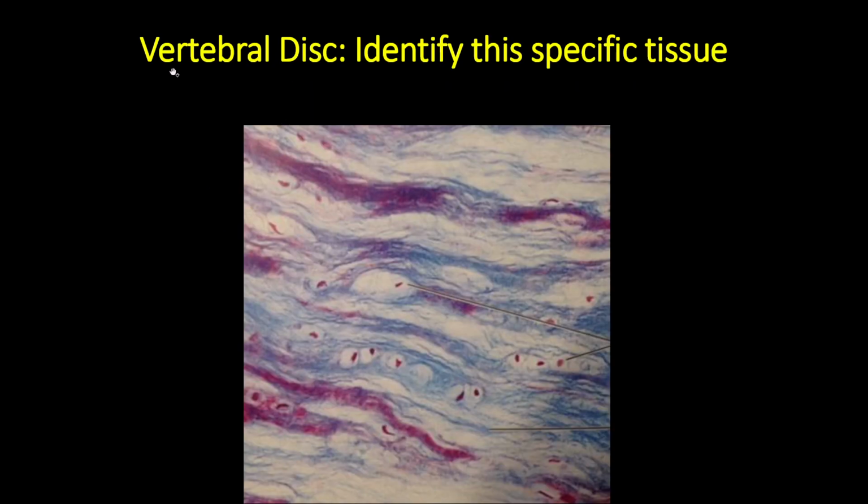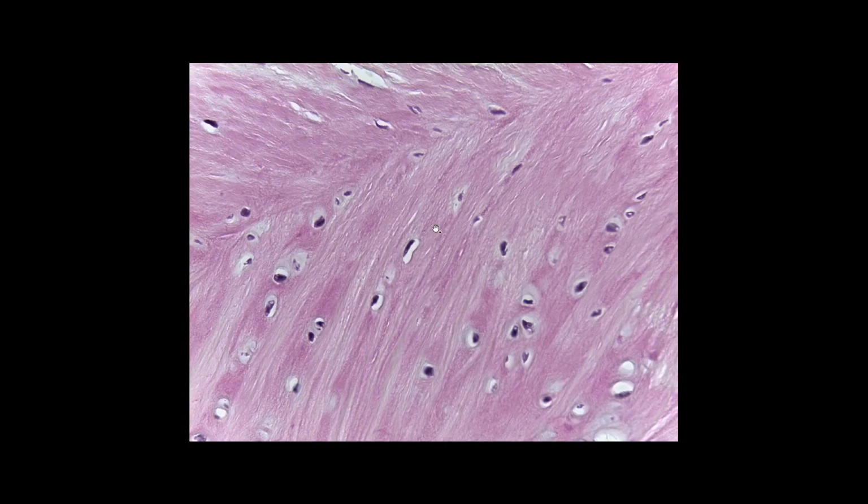Here, this is found in the vertebral disc. We see few and far in between chondrocytes. This is going to be our fibrocartilage. And then once more, this is another example of our fibrocartilage.